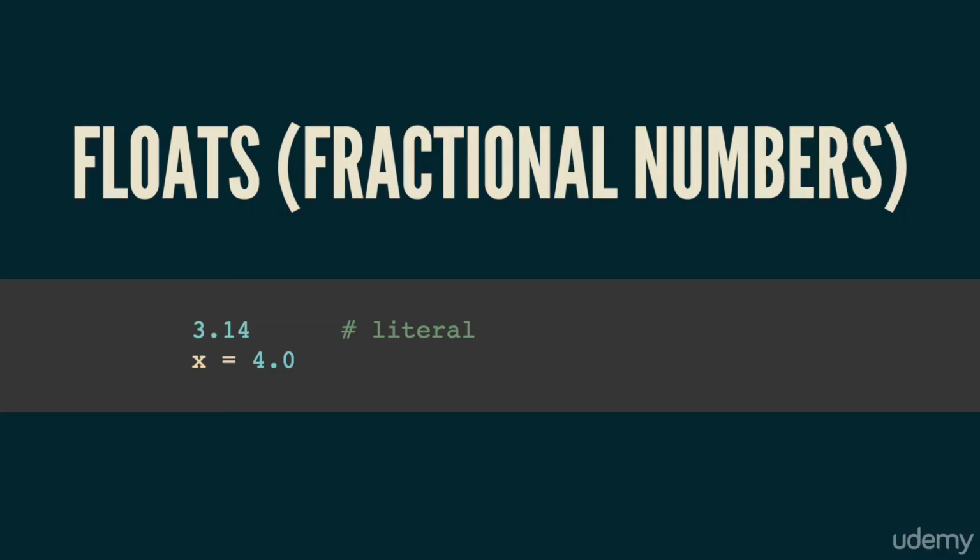We can also have what's known as a fractional number, or a float. So here, the literal 3.14 is a float. Or when we assign it to a variable called x, 4.0 is our variable version of our float.